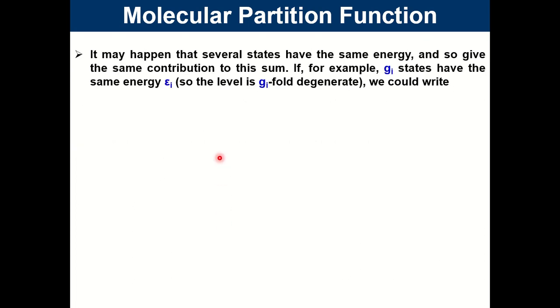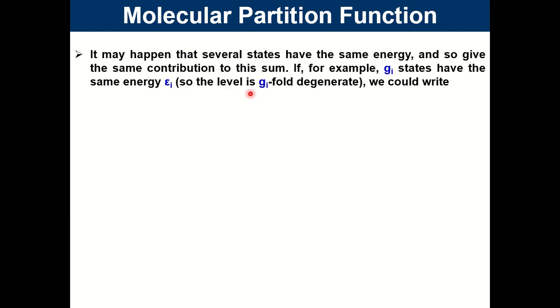It may happen that several states have the same energy, that is, we say that they are degenerate. There may be cases where some energy levels have different ways of orientation and yet have the same energy, and we say these are degenerate systems. So they will have the same contribution to this sum. If, for example, gi is the number of states that have the same energy, we can say that gi is the degeneracy of the energy state epsilon i.